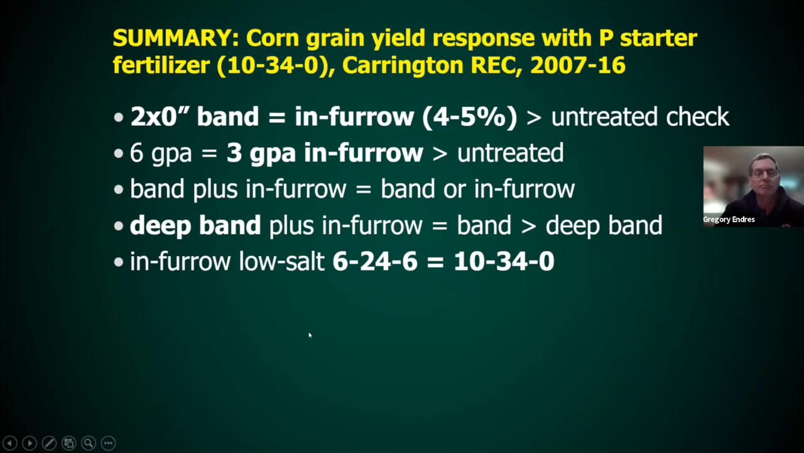The major thing I want to mention is that when we banded the 10-34-0 at rates typically 2.5 to 6 gallons per acre, we saw a 4 to 5% yield increase with either in-furrow or placing the band within 2 inches of the seed as compared to the untreated check. When we went to higher rates, 6 gallons per acre as in-furrow application, we saw no additional yield response compared to 3 gallons. Okay, my time is slipping away, so I'm going to move ahead.